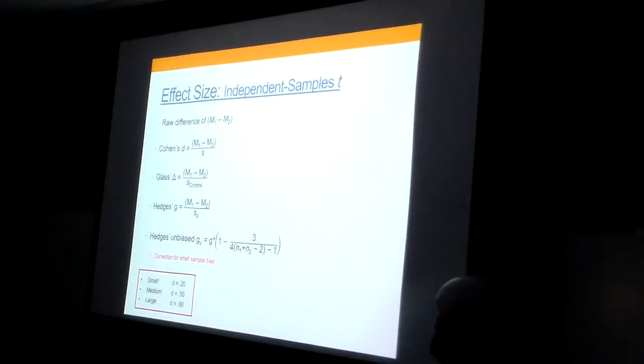Last thing we've got is Hedges' unbiased g. What we find is that for small samples, our effect sizes tend to be inflated, okay? Because for any random selection of a small sample, is that sample variance likely to be lower than the population variance or higher than the population variance?